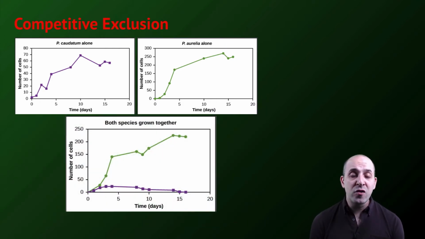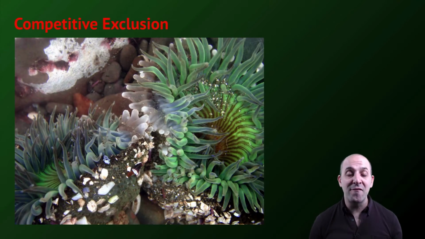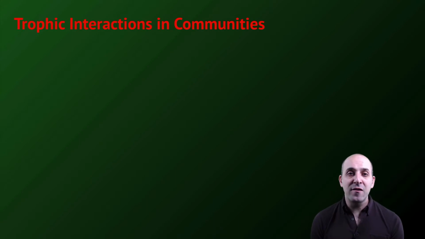When the two populations are placed into the same environment, one population of paramecia outcompetes the other population of paramecia, with the result being that the other population is driven to local extinction in the experimental environment. That's the principle of competitive exclusion. When two organisms are competing for resources, when they have overlapping niches, in other words, one organism will always outcompete the other one.